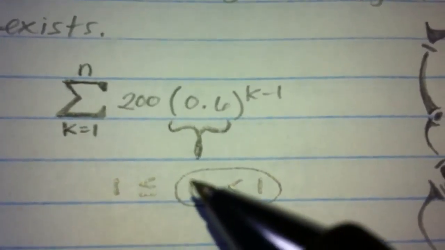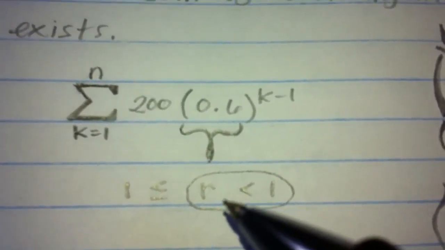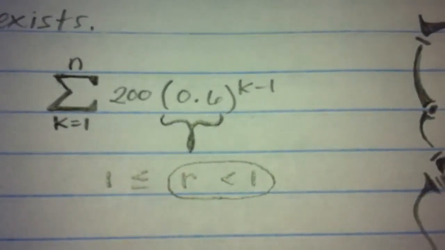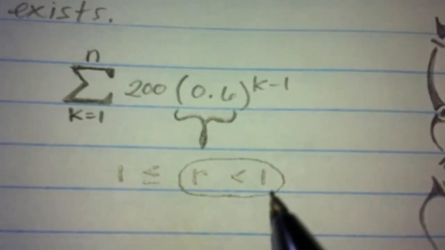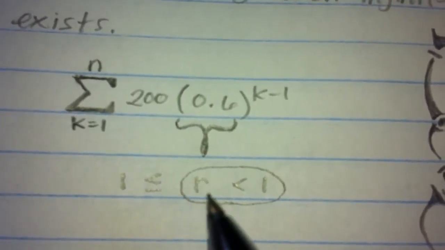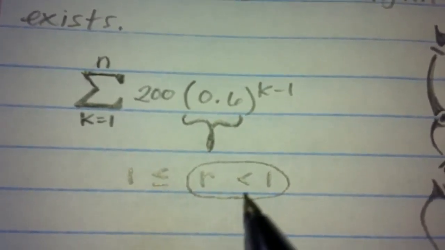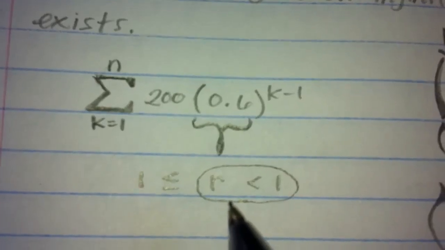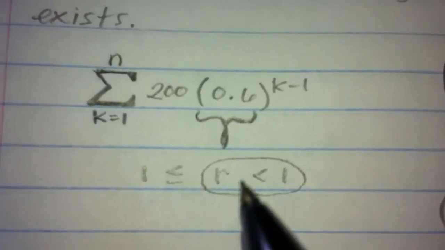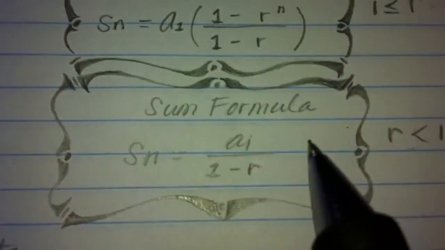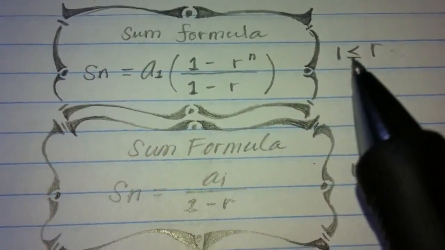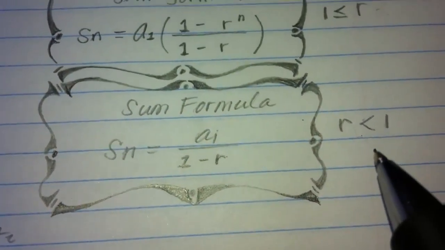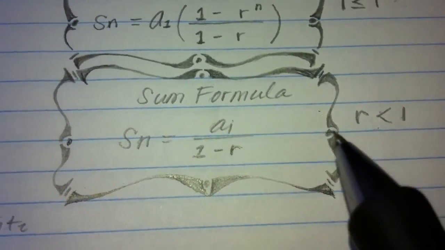So since it's the ratio, we already identified r, or the value of r. Now 0.6 is less than 1, so we could circle it. And the reason why this is important is because it has its own sum formula. So since r is less than 1, we'll be using this sum formula instead of this one. That's only if r is greater than or equal to 1. This one is when r is less than 1.